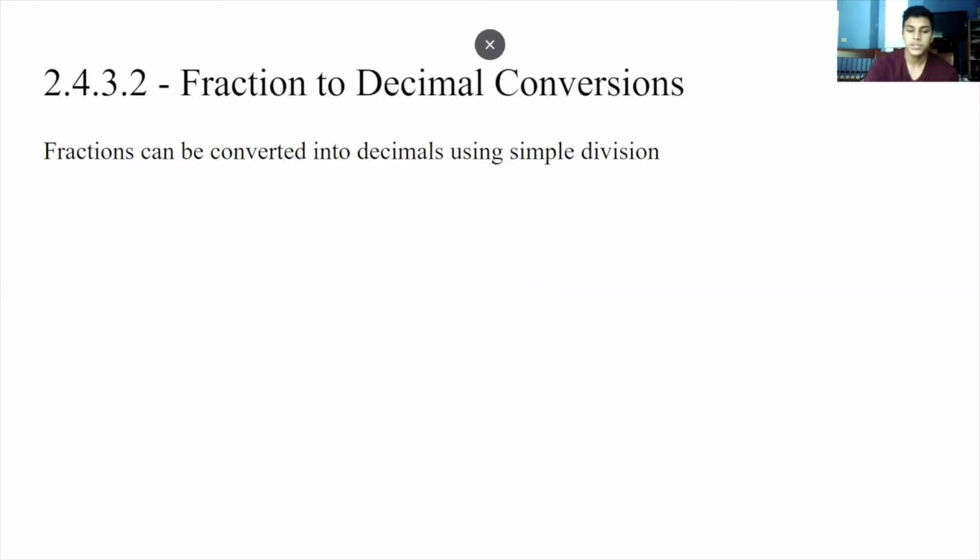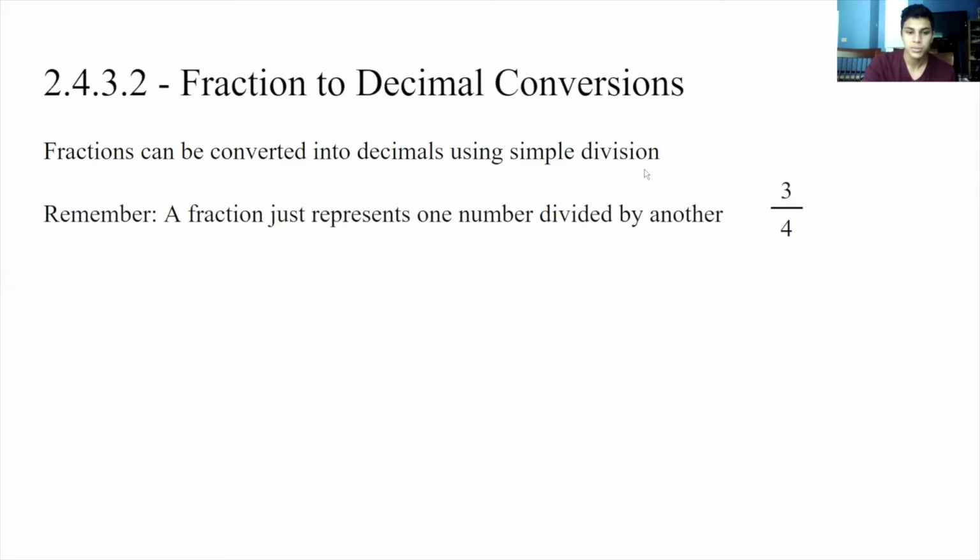All right, so next we're going to be talking about how fractions and decimals can relate to each other, and specifically how fractions can be converted into decimals. So if you remember, a fraction really just represents one number being divided by another. So in this example, I have 3/4, but what this really represents is 3 being divided by 4, which is not a whole number, which is why we write it as a fraction. So therefore, if I were to try and convert it into a decimal, just like I divide any other numbers, I actually have to divide 3 by 4.